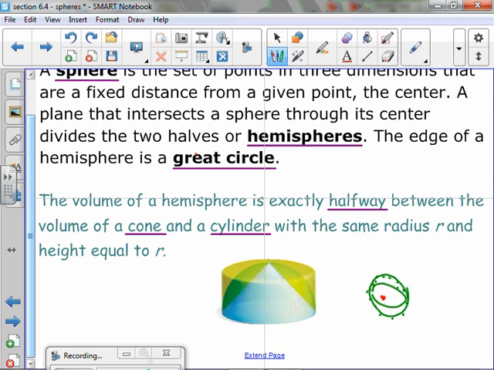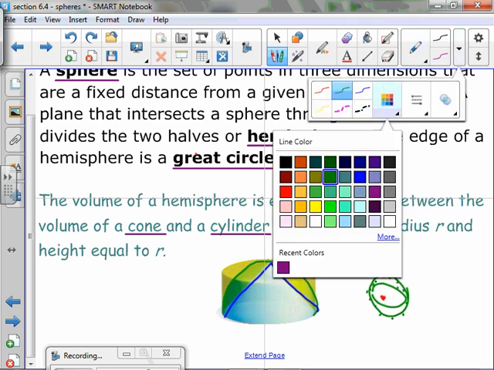Let's think about that. Here in green, I have this hemisphere. Okay? Notice how it looks like it's halfway between this cone right here and this cylinder. Let me grab a different color. And this cylinder right here. That didn't work. Okay.